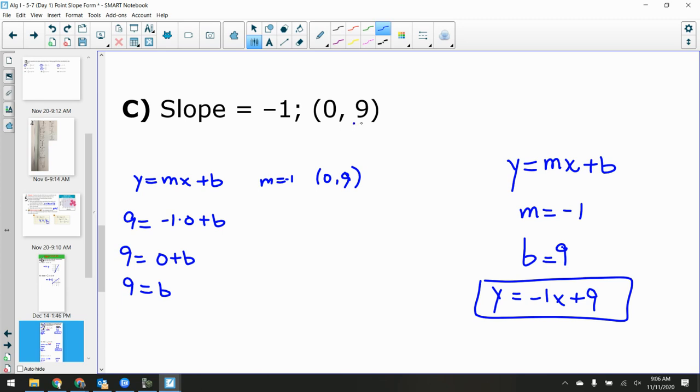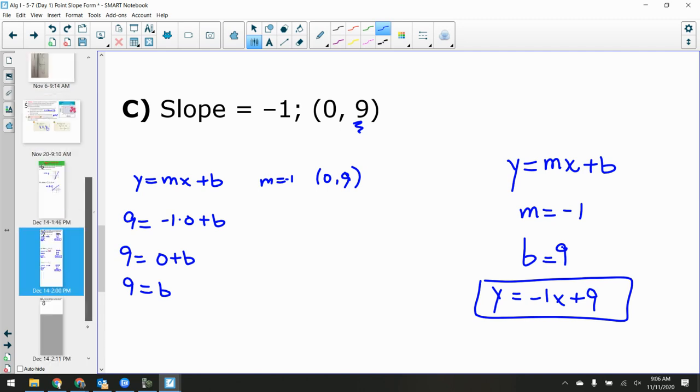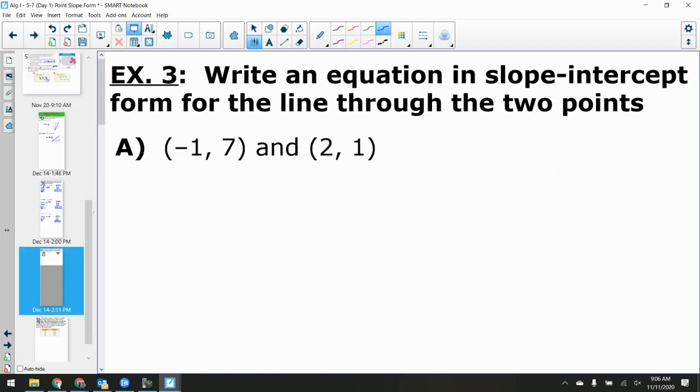What if I give you like 9, 0? Well, that's the x-intercept, and then I've got to figure out what the b value is. Watch out, if I ever give you the y-intercept, make note of that. If I ever give you a coordinate at 0, something, okay, watch out. All right, so let's peel back one more layer.